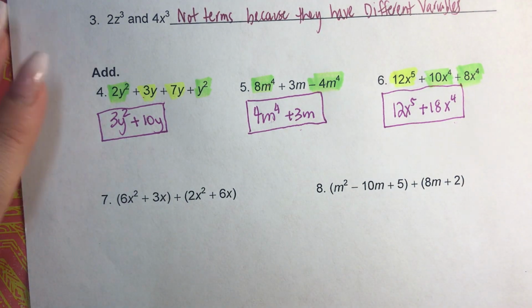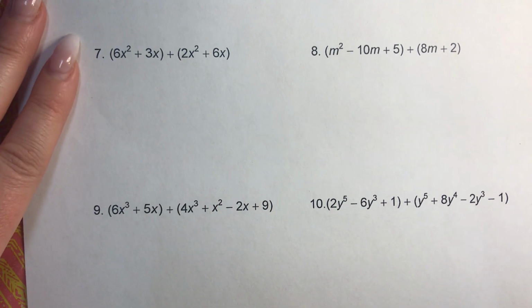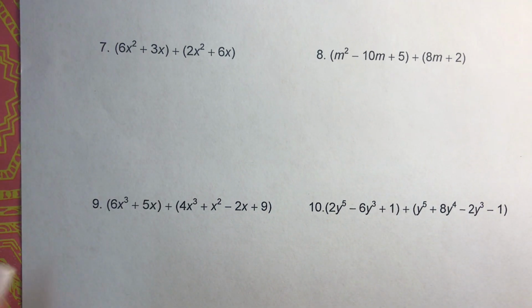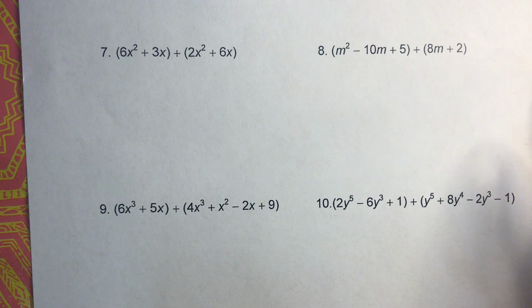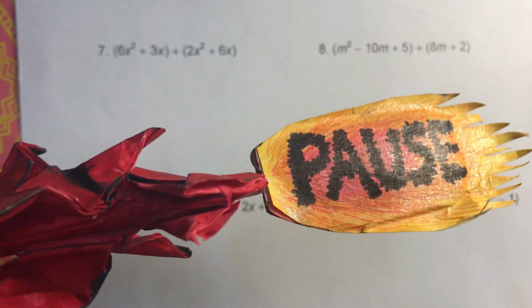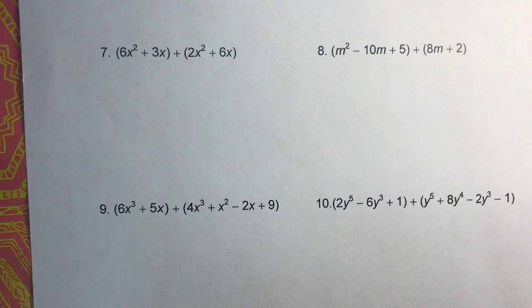Okay, now let's move on to 7, 8, 9, and 10. I want to give you some time to go ahead and work out those problems. So here's my friend, the pause dragon. Remind you to pause your device, work out 7, 8, 9, and 10. When you get done, press play, and we'll talk about them. All right, see you in a bit. Okay, let's see how you did.